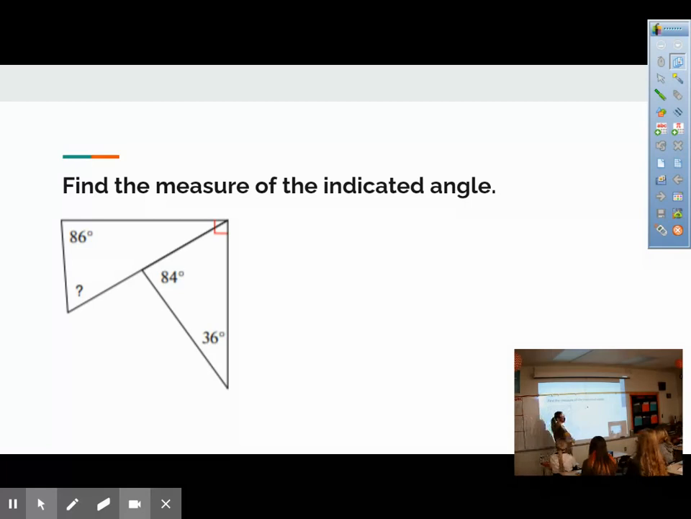Very good explanation. Alright, this next one's a tad bit more difficult. Let's see who all can get this one.